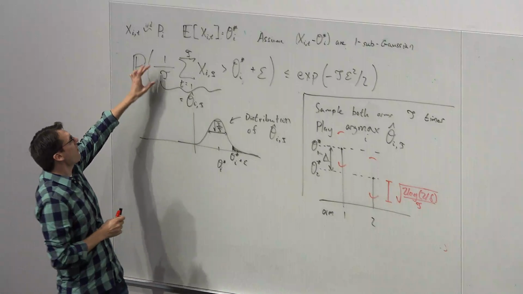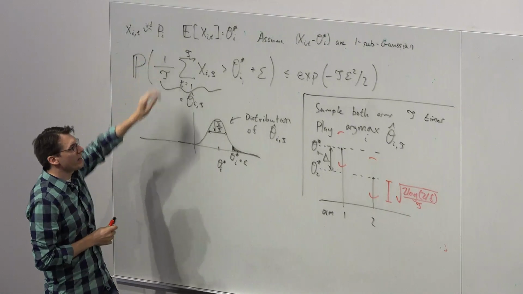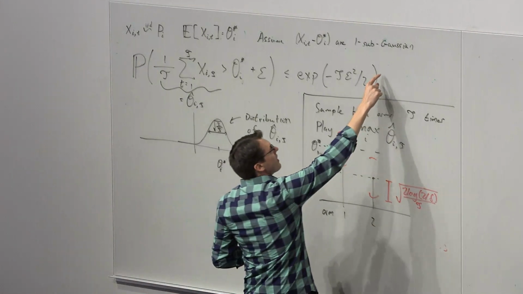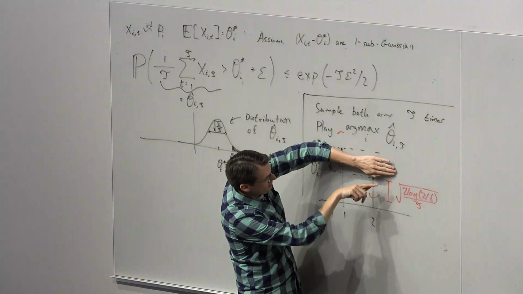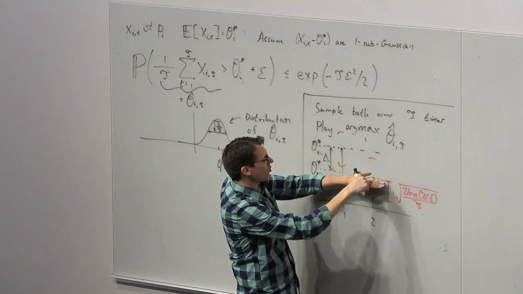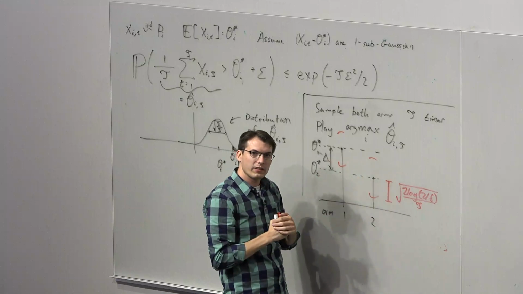This is a one-sided confidence interval, which means that if I set this equal to delta over 2, then the probability that theta hat i is greater than theta 2 plus epsilon is less than delta.